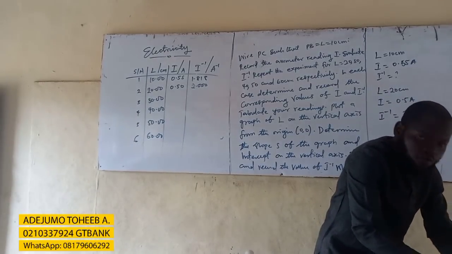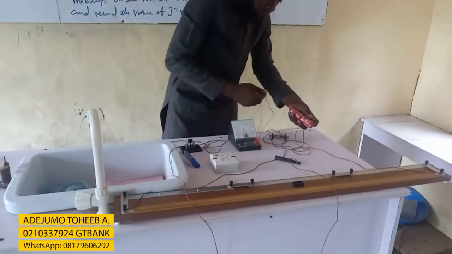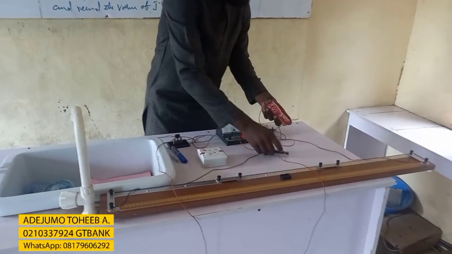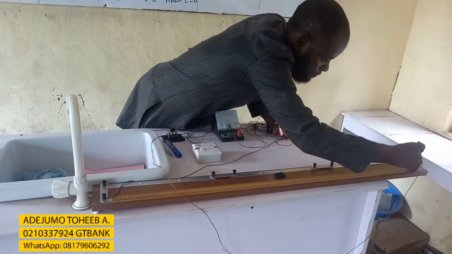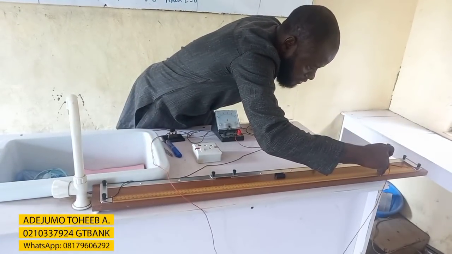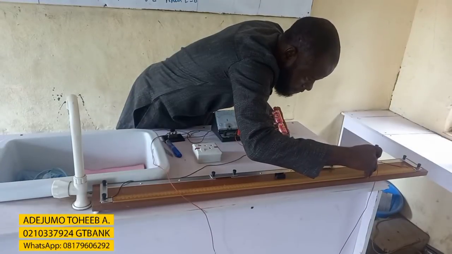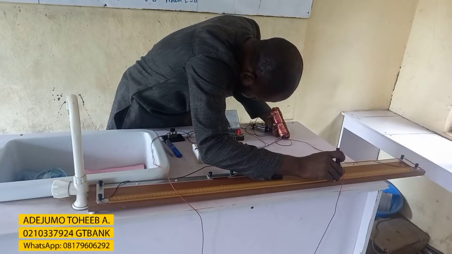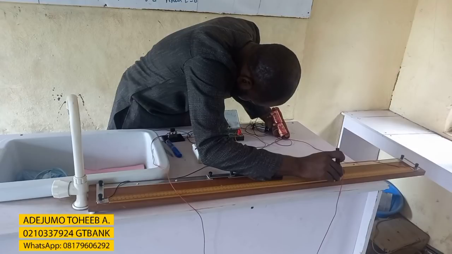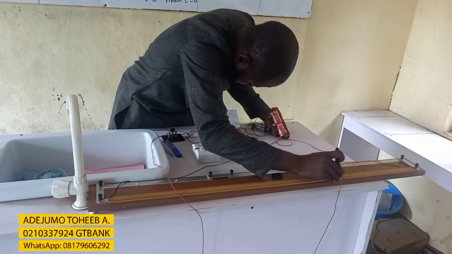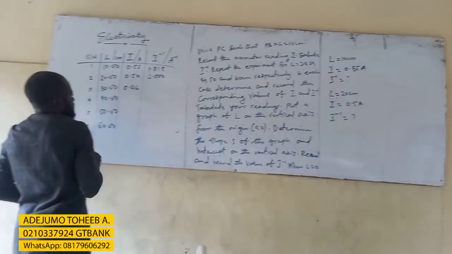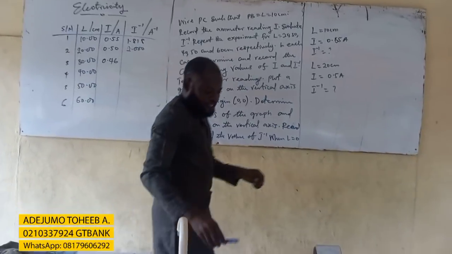So we just go by the same procedure. The same way, we pick our jockey, then check on 30. Drag it on 30. So here we have 0.46. So let's check for 40.